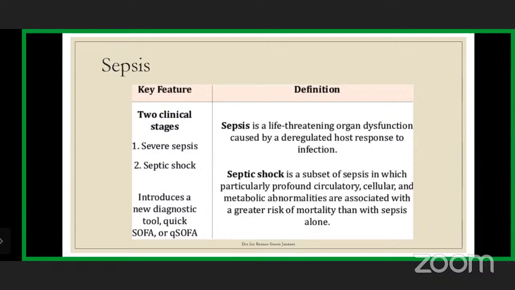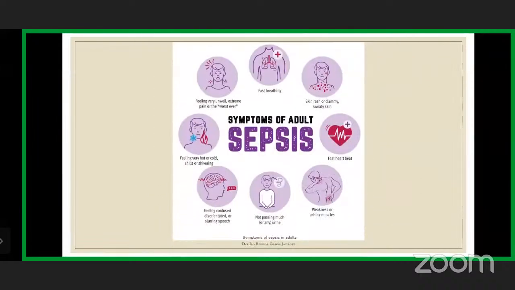The definition of sepsis and septic shock is going to be the same. It doesn't matter the new classification now appearing in the new articles, it's the same. Sepsis is a life-threatening organ dysfunction caused by a dysregulated host response to infection. And septic shock is a subset of sepsis in which particularly profound circulatory, cellular, and metabolic abnormalities are associated with a greater risk of mortality than with sepsis alone. So this difference is for understanding how hard the situation is.